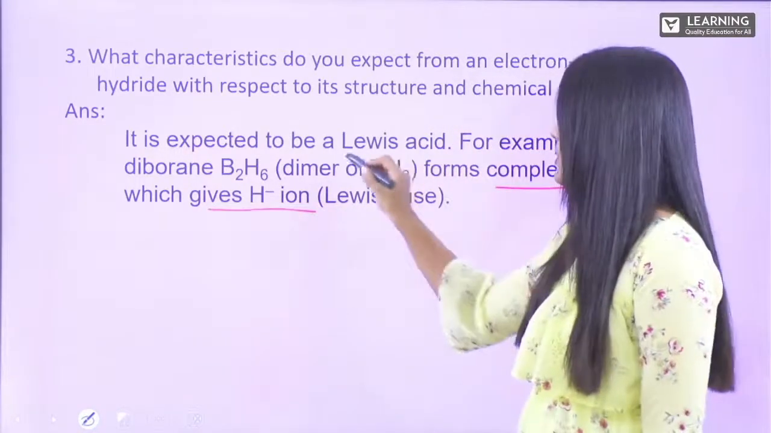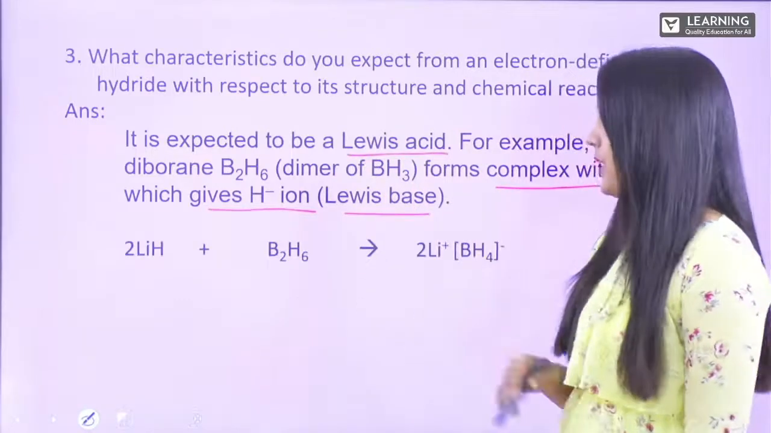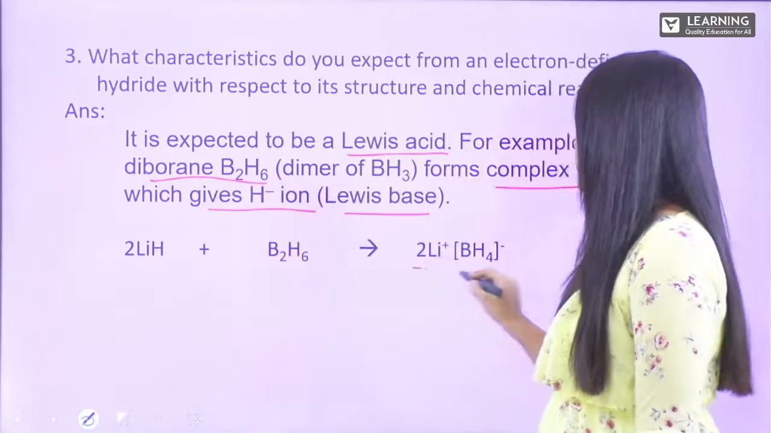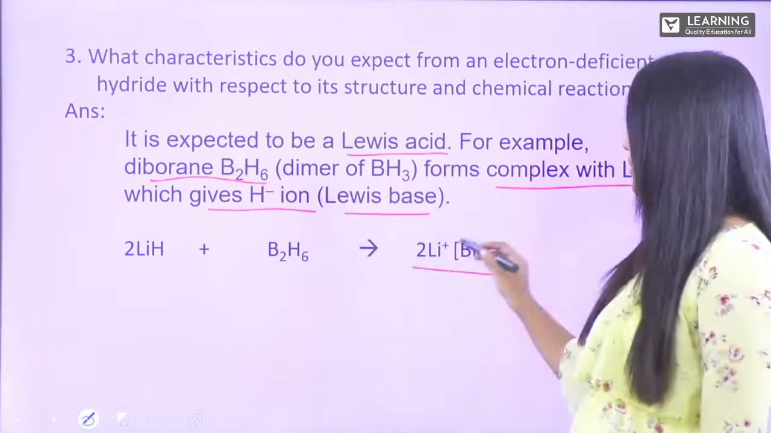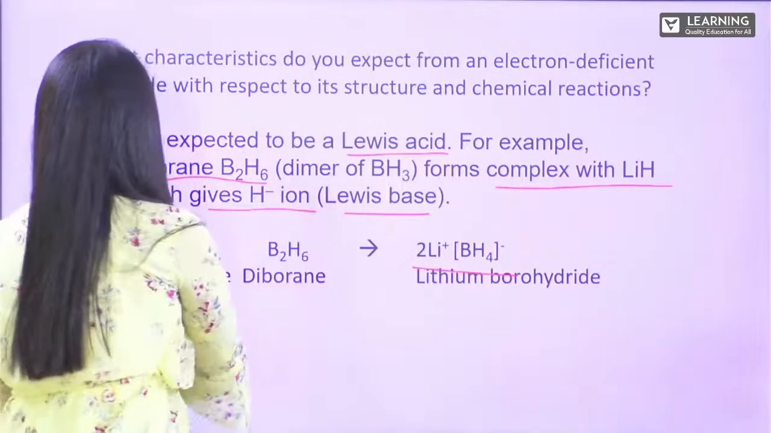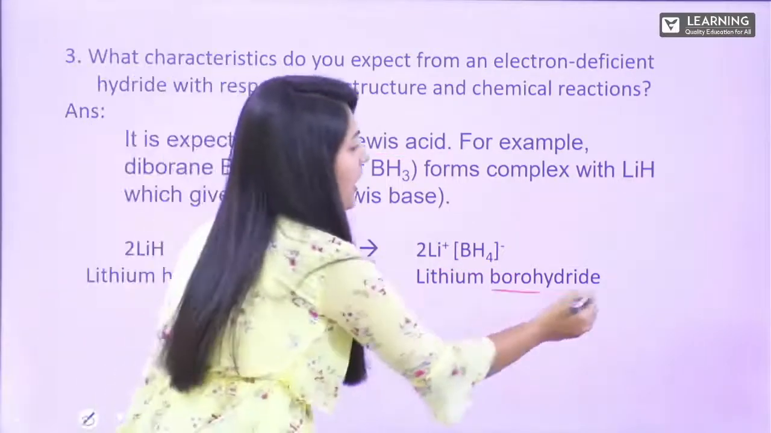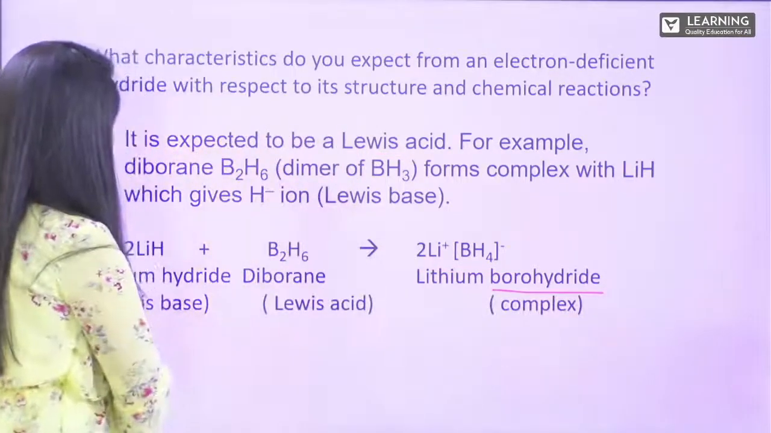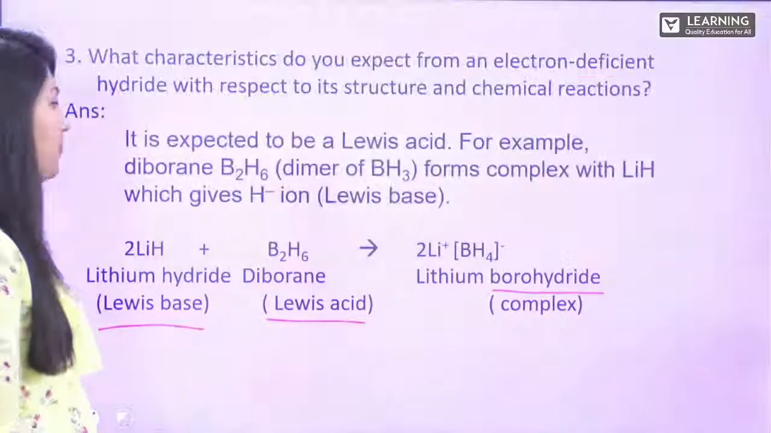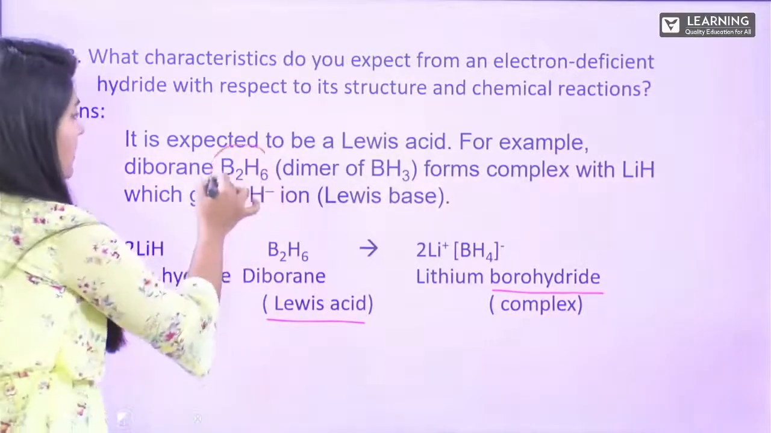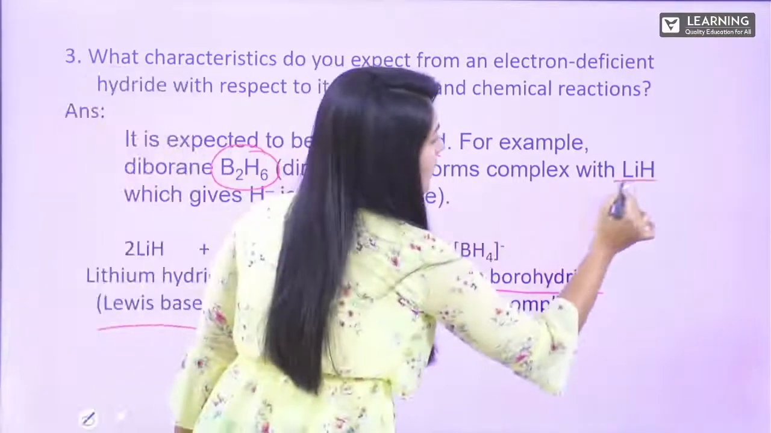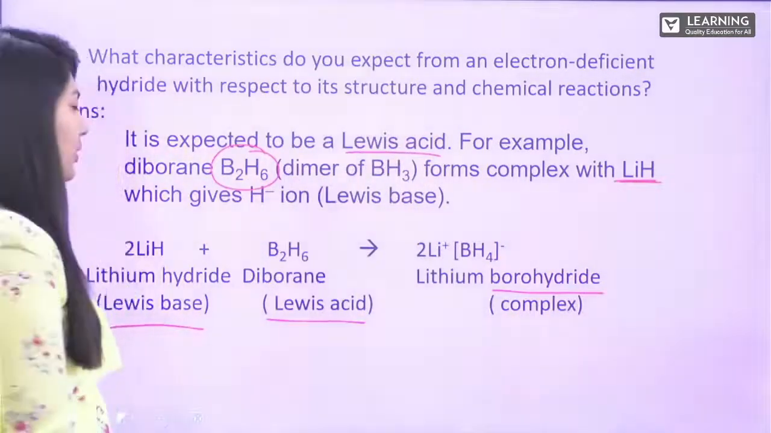Did you understand what a Lewis base and Lewis acid are now? Lithium hydride is reacting with diborane to give lithium borohydride, the complex. You can see here, this is the Lewis base, this is the Lewis acid. Hope you understand this, students. So this is the Lewis acid, where the Lewis base is lithium hydride. Got it?